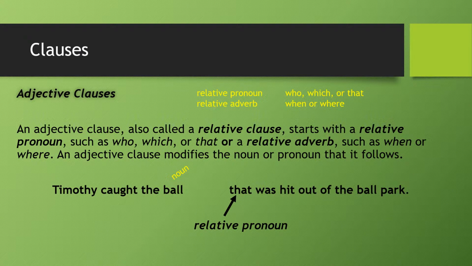Timothy caught the ball that was hit out of the ballpark. In this sentence, we've got the word ball, which is a noun. It's followed by a relative pronoun, that. So we have an adjective clause. It begins with the relative pronoun, and it gives explanation to that. So Timothy caught the ball. Which ball? The ball that was hit out of the ballpark. That which was hit out of the ballpark. A relative pronoun.